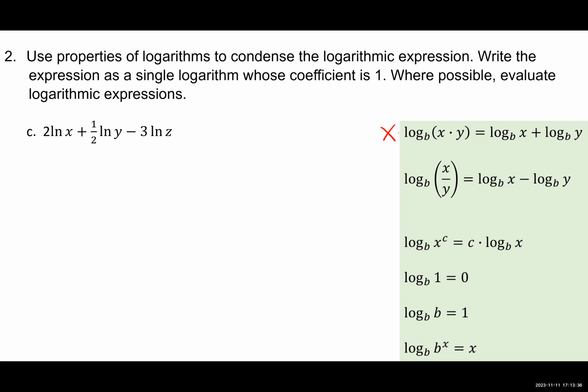Well, we definitely have an addition, right? We have an addition right here. We definitely have a subtraction. We've got a subtraction right here, but we can't apply either of those rules. Both of those don't work because we have these multiples out front.